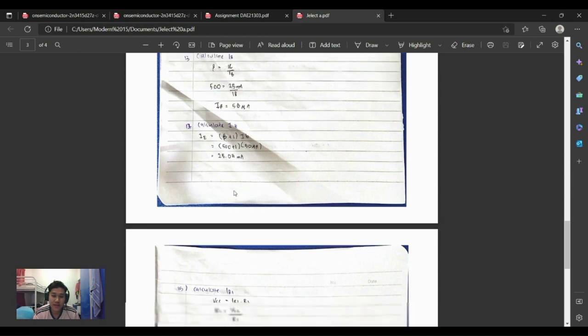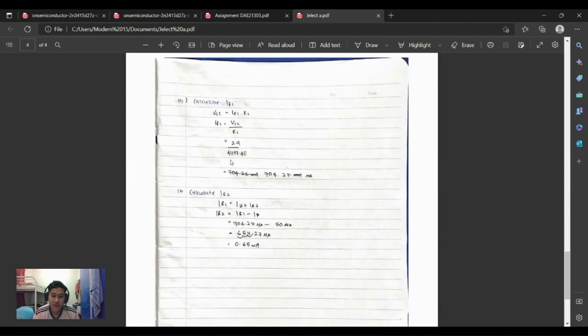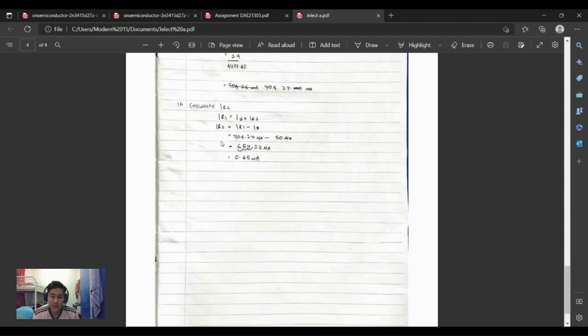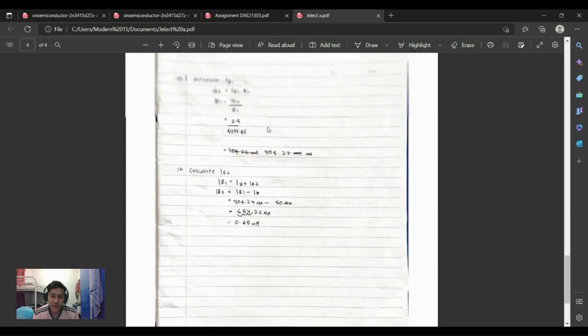For question number 10, calculate R1 based on the value of VB and R2. So VB equal to R2 multiplied by VCC divided by R2 plus R1. R2 plus R1 equal to R2 multiplied by VCC over VB. So R1 equal to R2 multiplied by VCC over VB minus R2. So the answer is 41177.40 ohm.